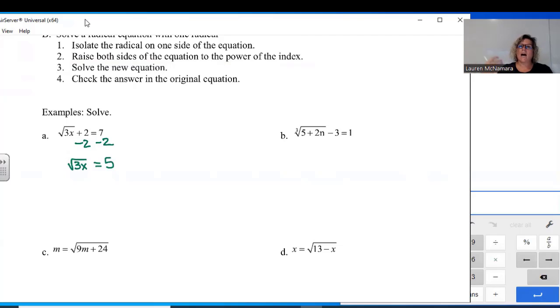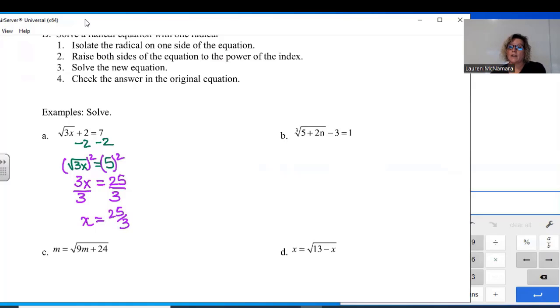So how can I unsquare root something? Yeah, I want to square it. That's the opposite operation. That's going to get rid of that for me. But whatever I do to one side, I have to do the same thing to the other side. So now I have 3x is equal to 25. Divide both sides by 3. X then equals 25 thirds.